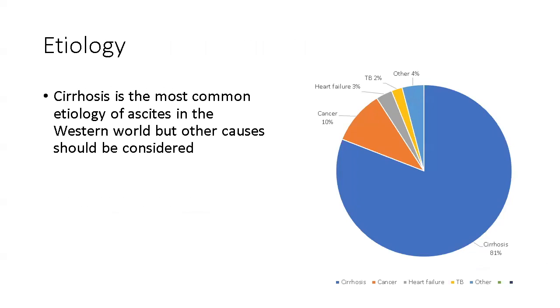As far as etiology, by far and large, cirrhosis is going to be the most common cause of ascites that we have in the Western world. And then sequentially following that, cancer is another 10%, heart failure is 3%, and TB is very rare, but an important cause to consider, especially worldwide. So most of our patients, again, are going to be portal hypertension and cirrhosis.